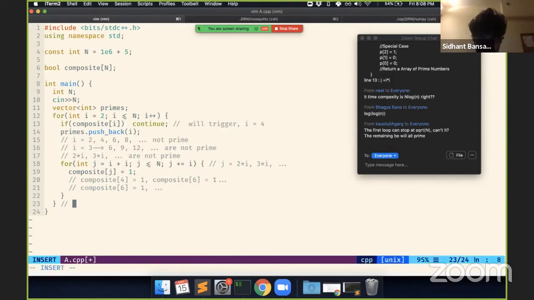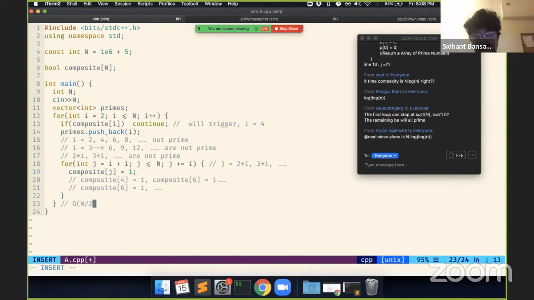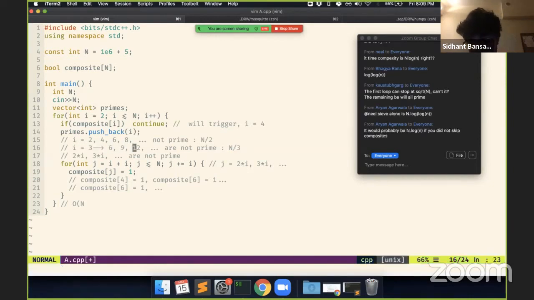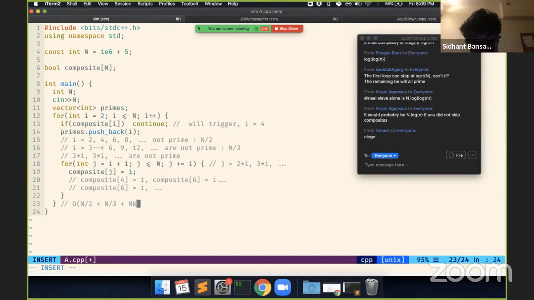In case anyone still has doubts, go through the Wikipedia or ask, if your question is not trivial. The complexity of this thing, what's the complexity? When i was 2, how many steps did you take? You looped through 2, 4, 6, 8, and so on. This takes n by 2 steps. When i was 3, it took n by 3 steps because it ran from 3, 6, 9, 12, and so on, right? Then it's taking n by 5 steps, not n by 4, because when i was 4, line 13 got triggered, and that's why you never went to line 18.